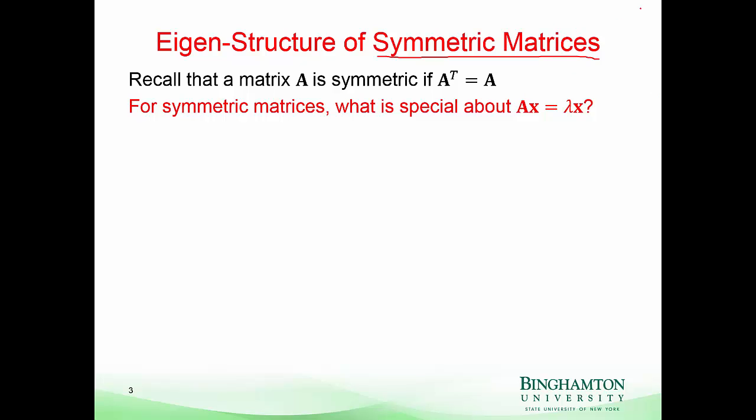So recall that since A is being assumed to be symmetric here, that means that its transpose is equal to itself. Okay? So with a symmetric matrix A, what can we say special about this eigenvalue, eigenvector setup here? Is there anything that we can say that's special here?